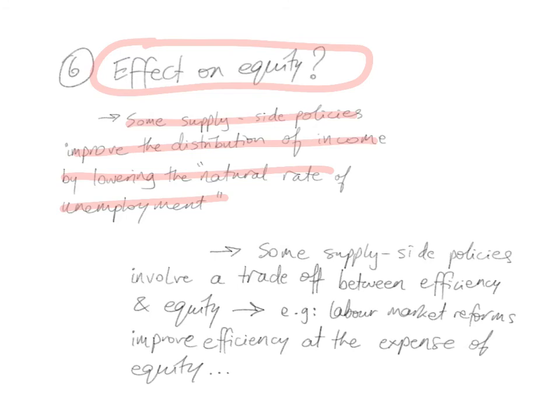However, some supply-side policies will involve a trade-off between efficiency and equity. For example, labor market reforms. They might improve efficiency, but it comes at the expense of equity. If you cut or abolish the minimum wage, for example, or you lower the power of trade unions, you're making the labor market more flexible and more efficient, but unfortunately it comes at the expense of equity.